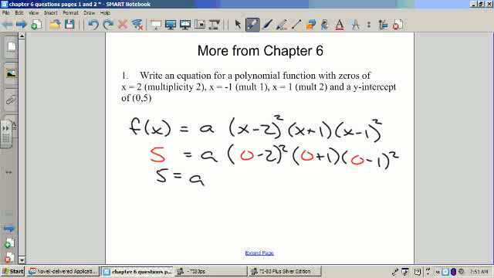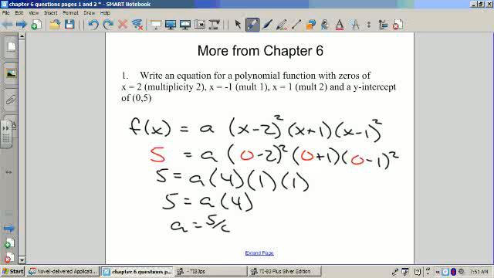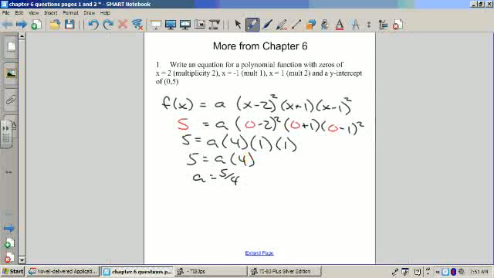5 is equal to a times 0 minus 2, which is negative 2. Negative 2 squared is 4. 0 plus 1 is 1. 0 minus 1 is negative 1. Negative 1 squared is positive 1. So I get 5 is equal to a times 4. a must be equal to 5/4. Now that I know what a is, I can write my equation. f of x is equal to 5/4 times (x minus 2) squared, times (x plus 1), times (x minus 1) squared.